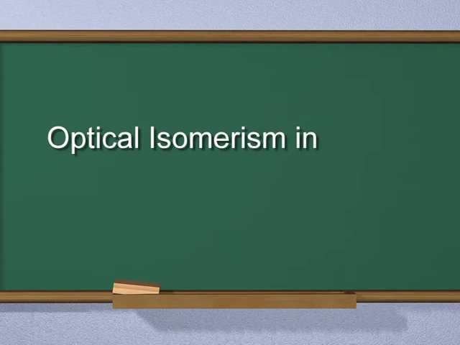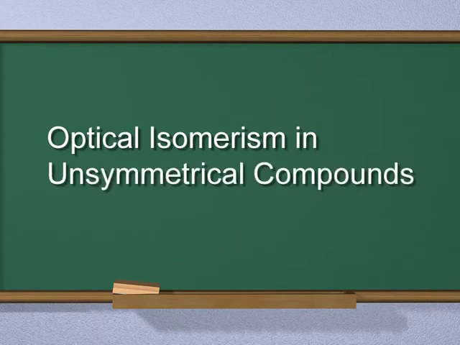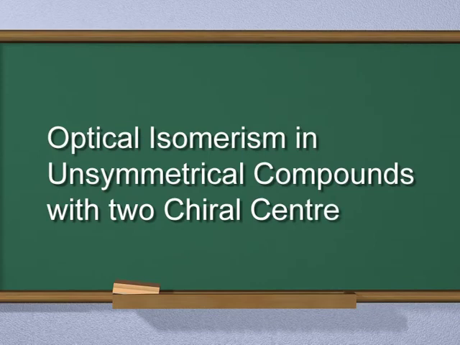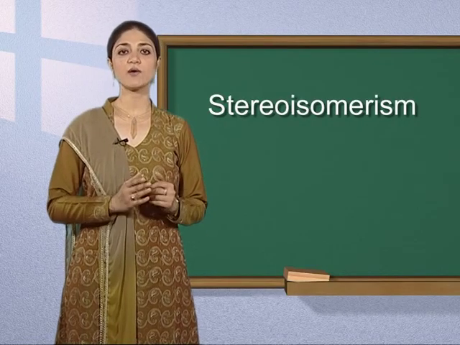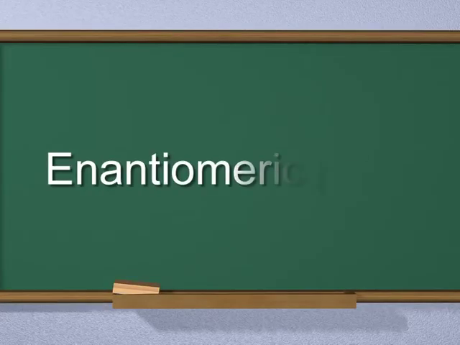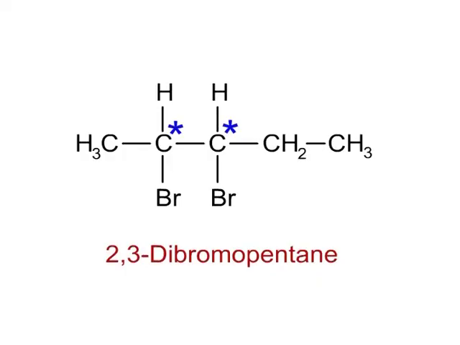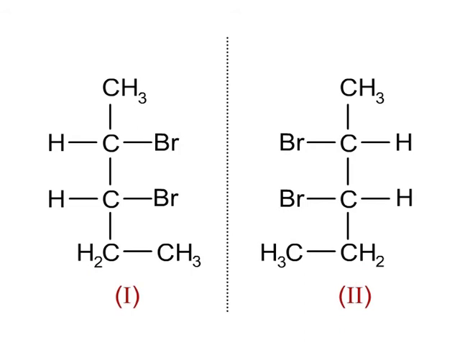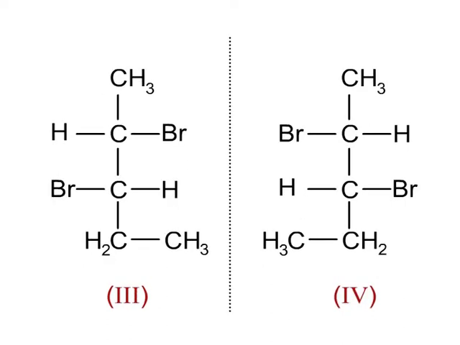Optical isomerism in unsymmetrical compounds with two chiral centers. Such compounds occur in four optically active forms or in two different enantiomeric pairs. For example, 2,3-dibromopentane can exist in four different isomeric forms as shown on the screen. In general, a compound possessing n distinct asymmetric carbon atoms exists in 2 to the power n optically active forms. 1, 2 and 3, 4 are enantiomeric pairs.